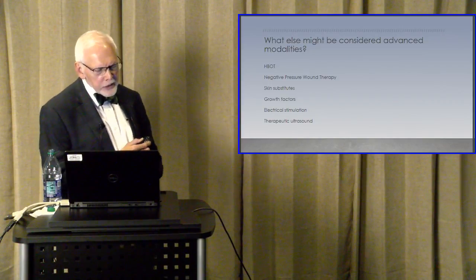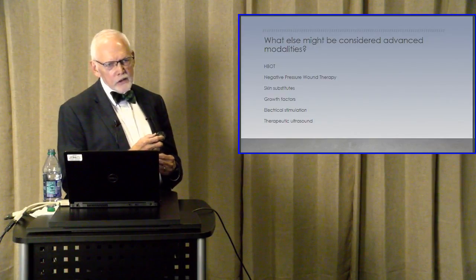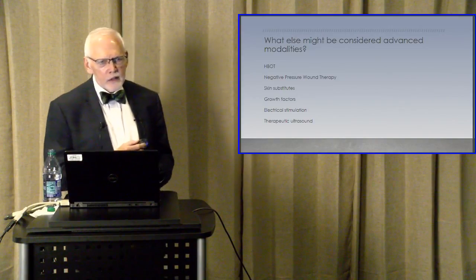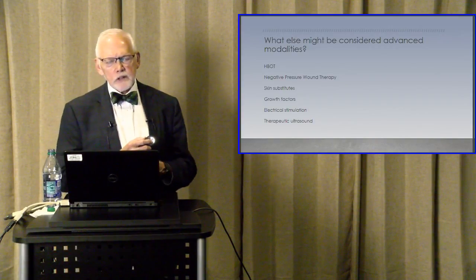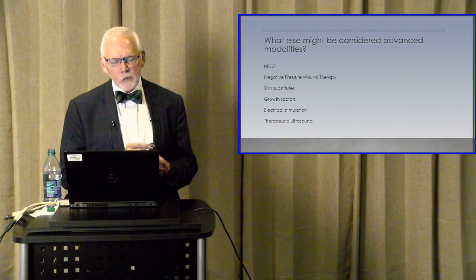Growth factors, platelet-derived growth factor is available, brand name Regranex. It's very expensive, but it's worth a shot in some patients who are stuck and you can't find anything else that's helping.